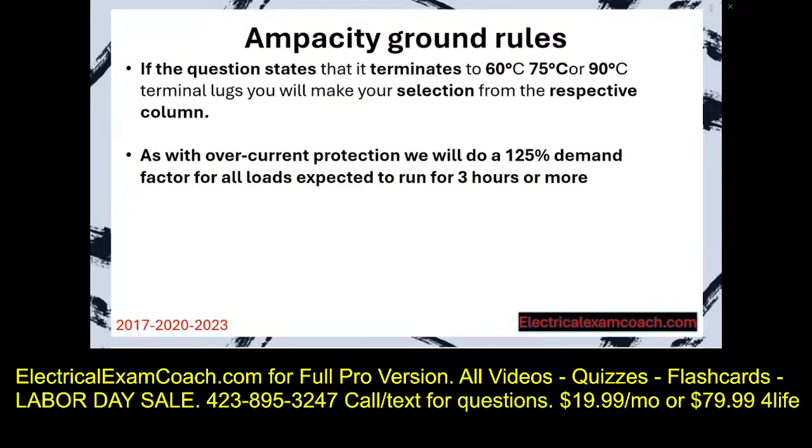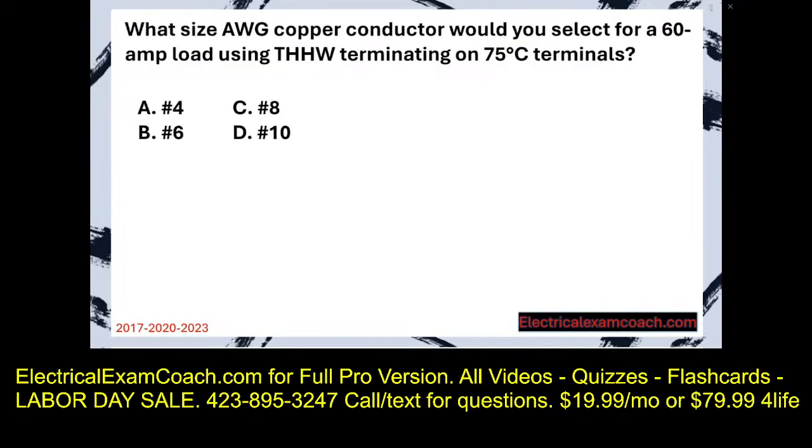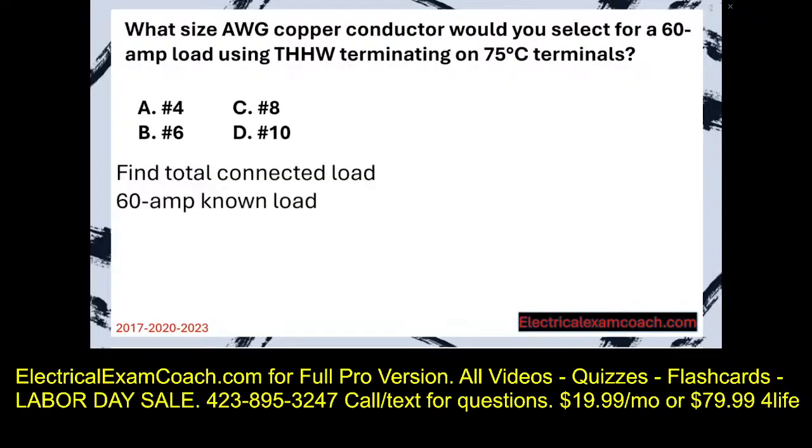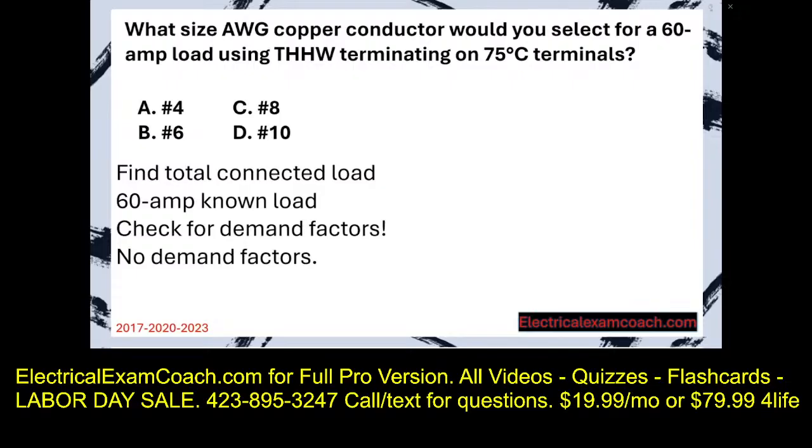Let's get to it. What size AWG copper conductor would you select for a 60 amp load using THHW terminating on 75°C terminals? Step 1, find the total connected load. Well, in this case, we already have the load. It's 60 amps, but we must check for demand factors. They've not told us about a specific piece of equipment or that it's a continuous load, so there are no demand factors. But we have to learn one important rule for sizing wire. The wire must meet or exceed the known load. There is no next size up rule. The wire always has to meet or exceed the known load.